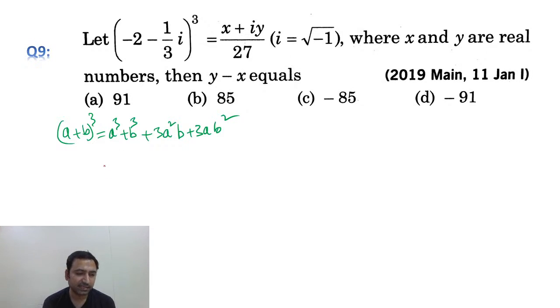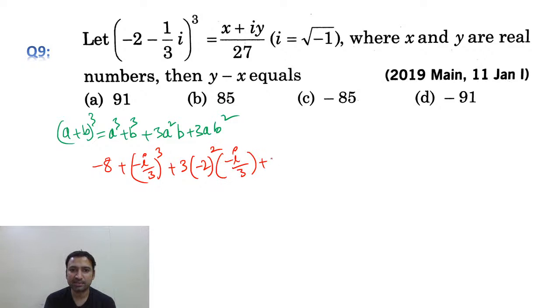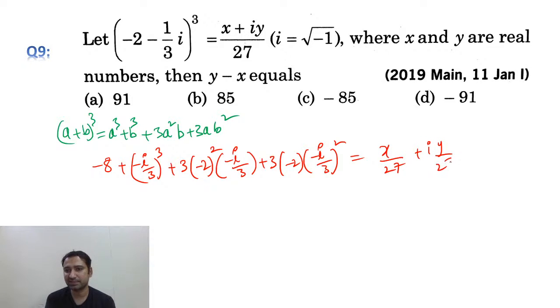So what we get, let's see. a^3 is what, guys? (-2)^3, which is -8, plus (-i/3)^3. So we need to be careful, guys, while expanding it. Why? Because there is a possibility of making a mistake. So we need to be very careful. Plus 3 into -2 into (-i/3)^2 is equal to x/27 + i y/27.